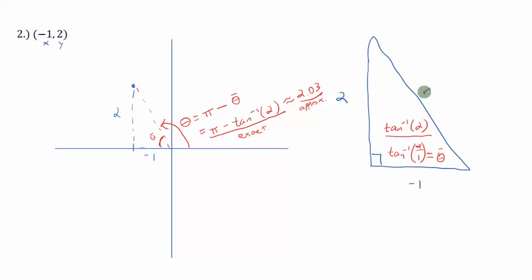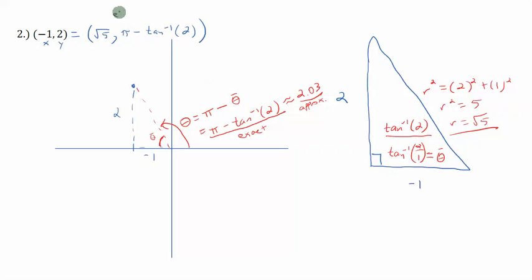r is going to be the hypotenuse of this triangle. So r squared equals 2 squared plus 1 squared. So r squared is 4 plus 1, which is 5. So r is the square root of 5. Okay, so this rectangular ordered pair equals the polar ordered pair r comma theta. So r is square root of 5, and theta is exactly pi minus tan inverse of 2. So this is the exact polar coordinates.